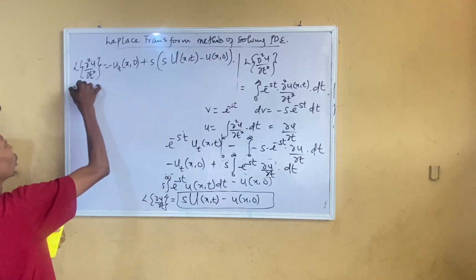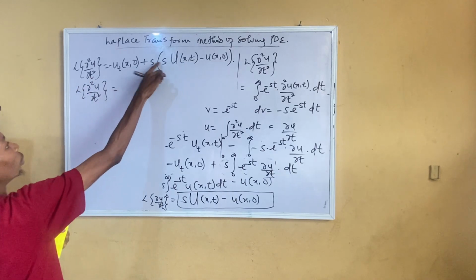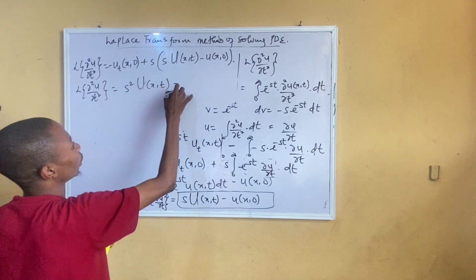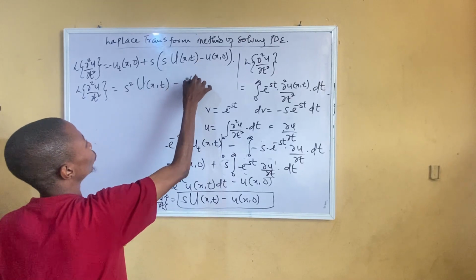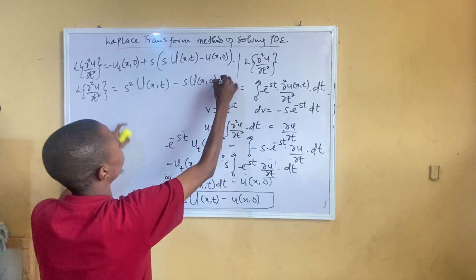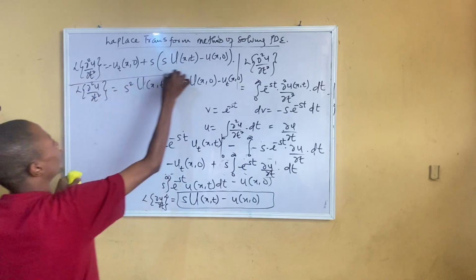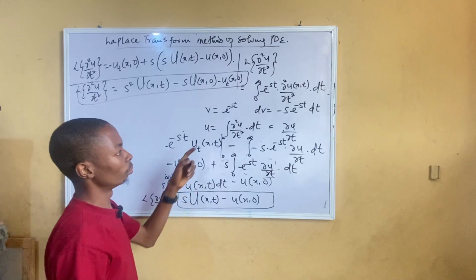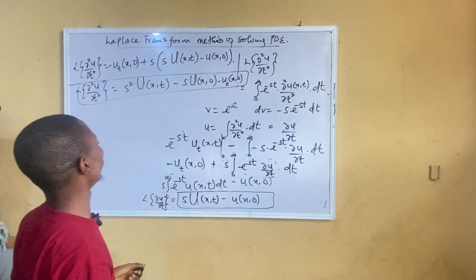So expand. The Laplace of the second derivative d²u/dt² is s² U(x,t) minus s u(x,0) minus u_t(x,0). So this is the Laplace of the second derivative. Some books use s, but I'm using x, so that's not a problem.